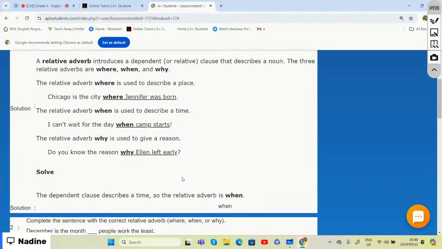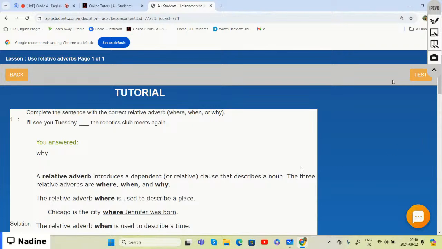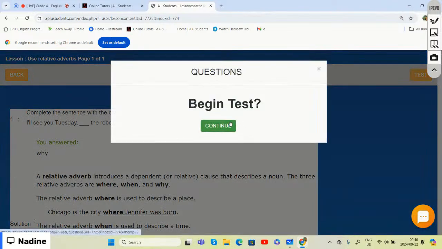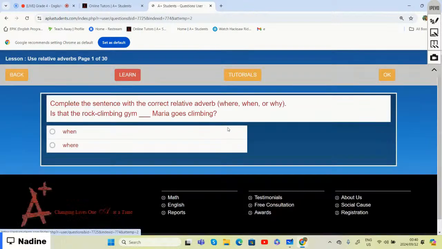And then we have why. And why is used to give a reason: why Ellen left early. She had to do her homework. She had to go somewhere. They had a family gathering. She had to go wherever, right? So now we're going to our test where we're going to use relative adverbs by either saying where, when, or why.